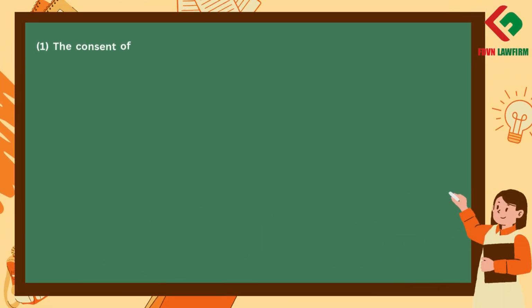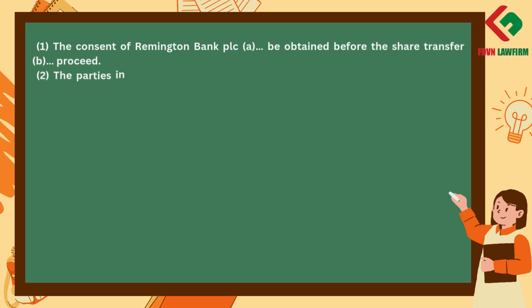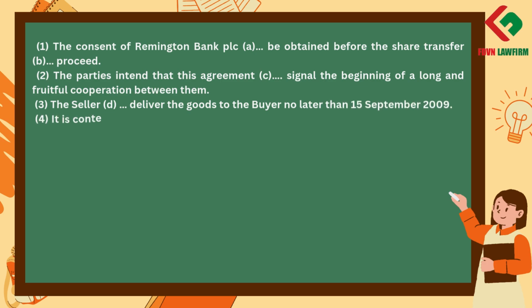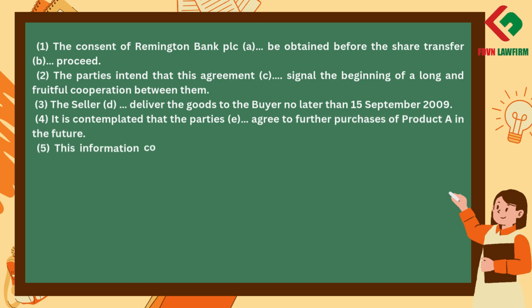1. The consent of Remington Bank plc, A, be obtained before the share transfer, B, proceed. 2. The parties intend that this agreement, C, signal the beginning of a long and fruitful cooperation between them. 3. The seller, D, deliver the goods to the buyer no later than September 15, 2009. 4. It is contemplated that the parties, E, agree to further purchases of product A in the future.